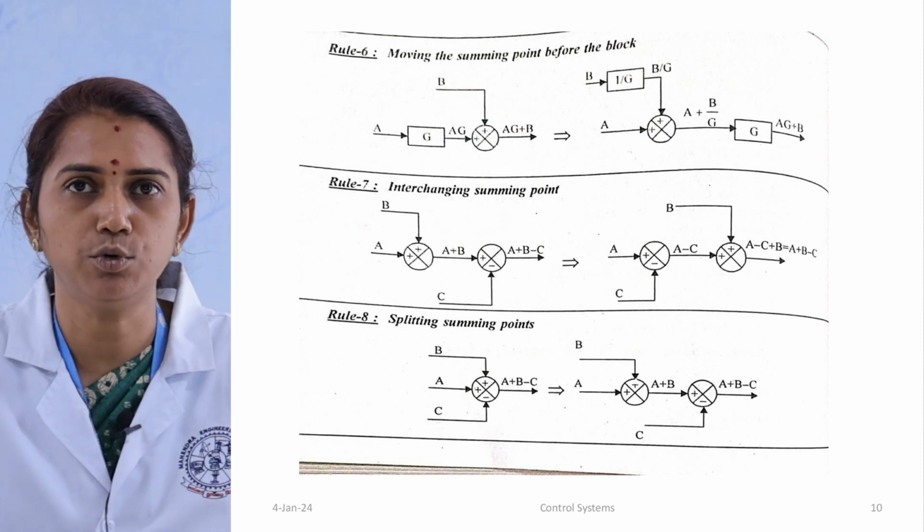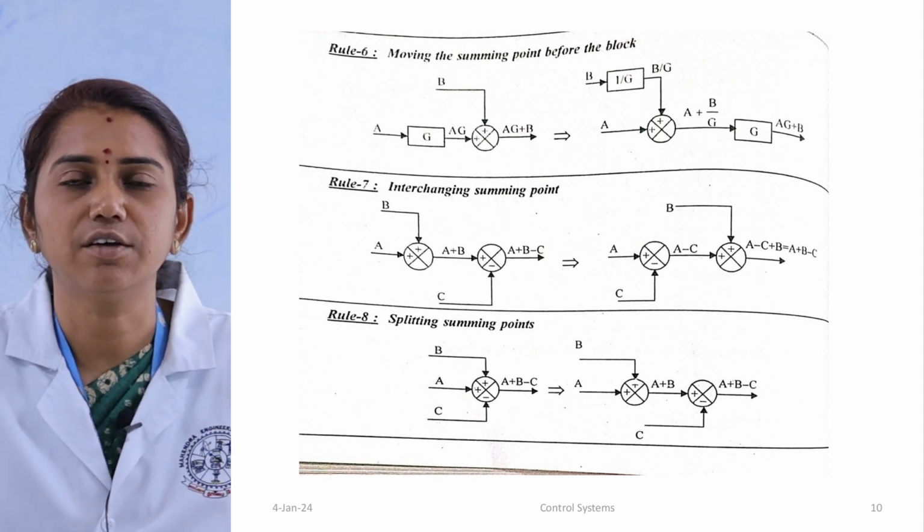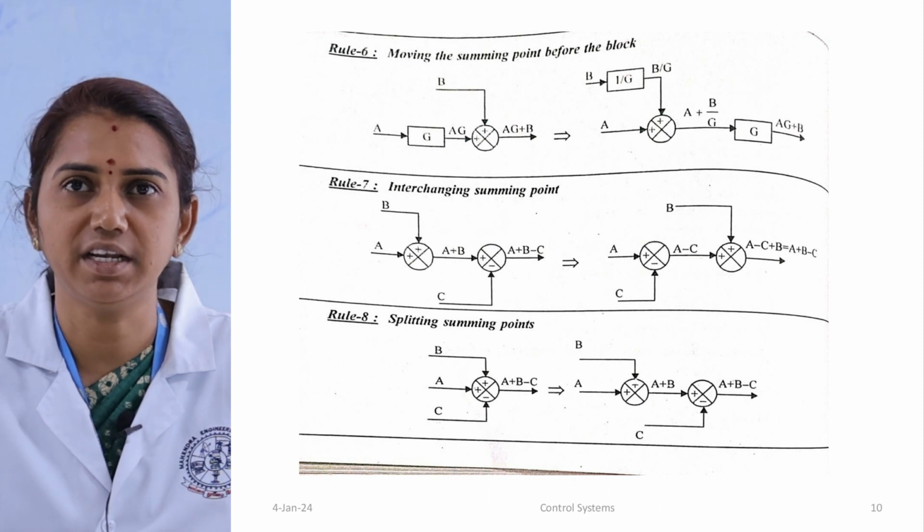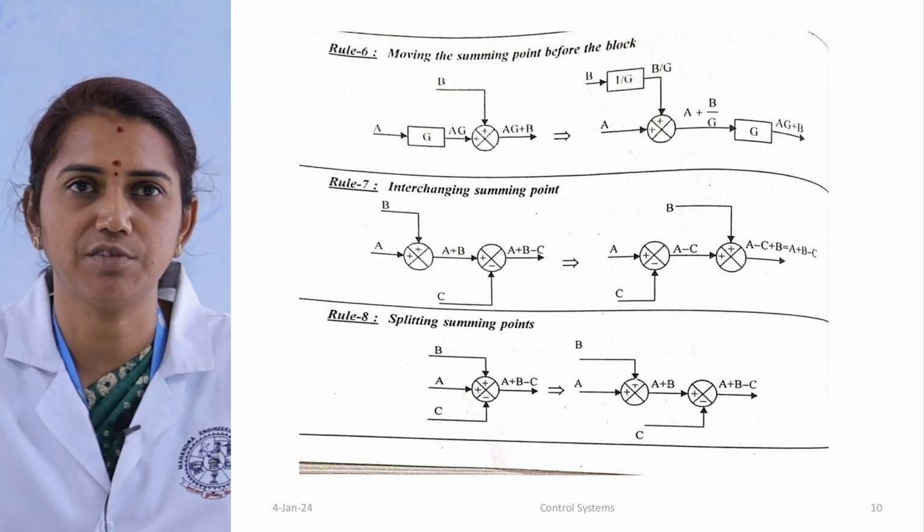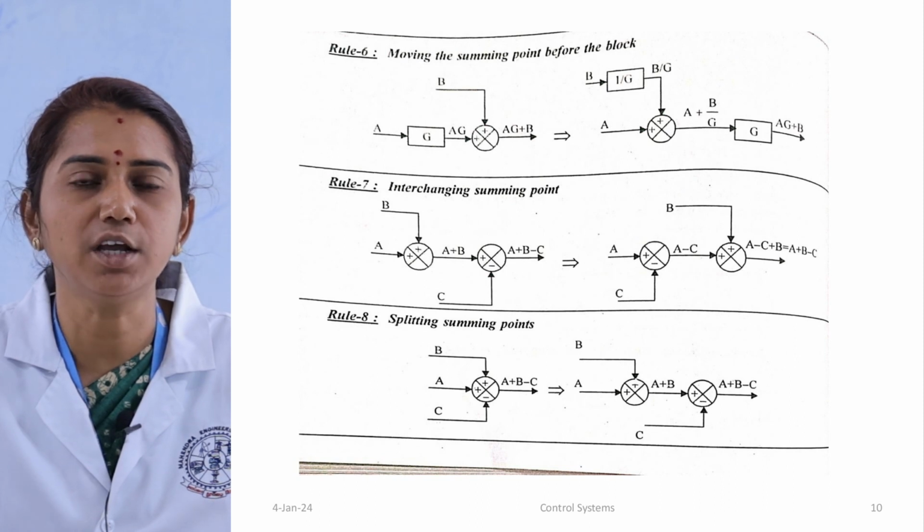Next, we are giving the input B to the second summing point. Then the value will be A plus B minus C, the same as before the reduction. Next, rule number 8, splitting of summing point.